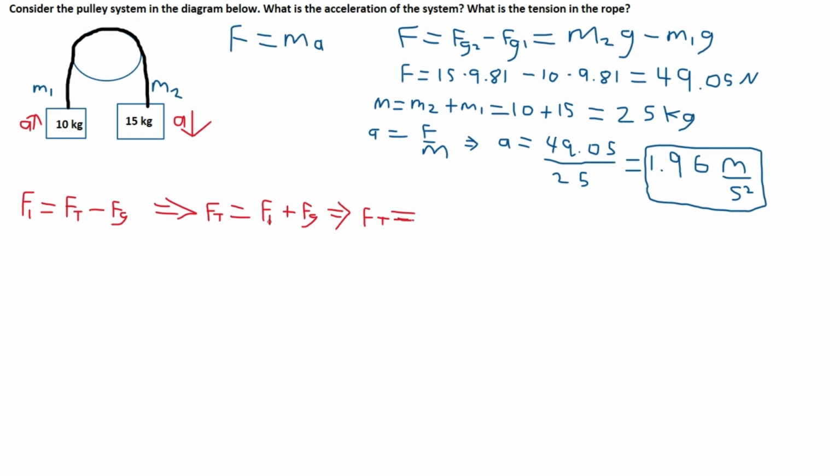So this means that, given by Newton's second law, we know that the net force is ma and gravity is mg. So the force of tension is equal to mass 1 times the acceleration plus mass 1 times gravity. This means that the force of tension is then equal to 10 kilograms times 1.96 meters per second squared plus 10 kilograms times 9.81 meters per second squared, which is equal to 117.7 newtons.